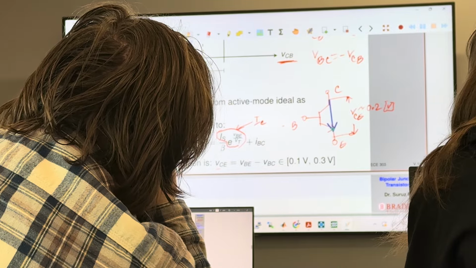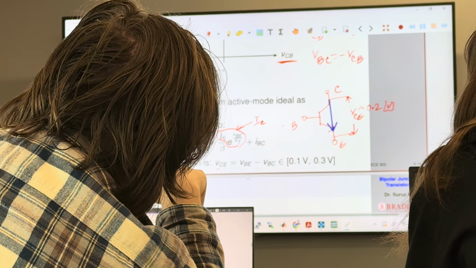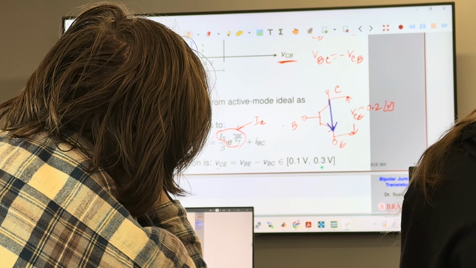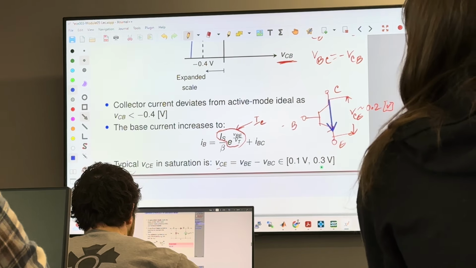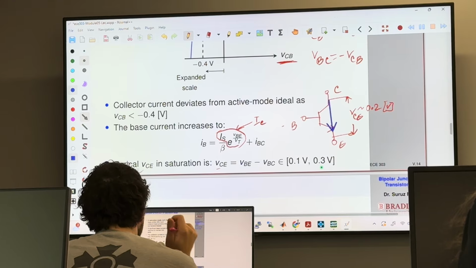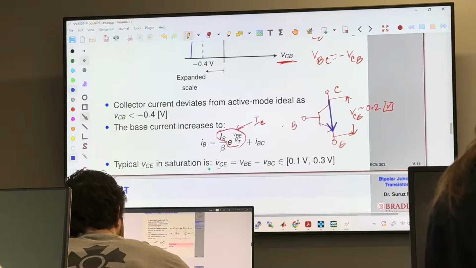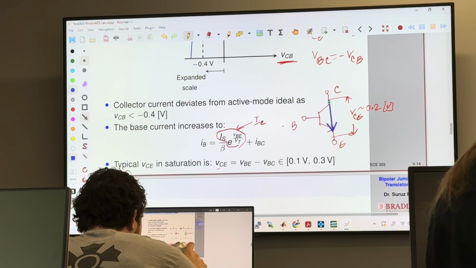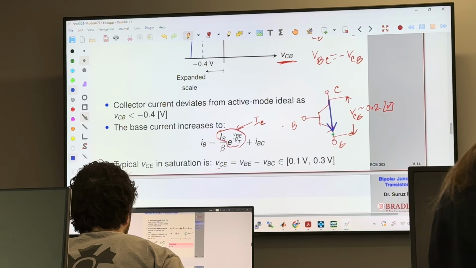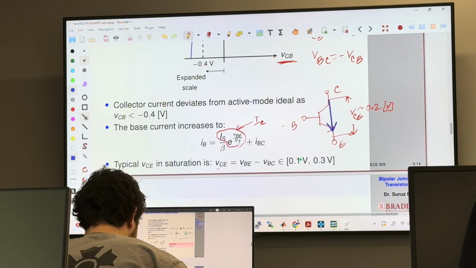Ideally, you can think of this as a piece of wire. But practically, you see this voltage between collector and emitter is in the range of 0.1 to 0.3. You can take a voltmeter and measure the voltage, and you will see that it is approximately 0 volts. But this is the range, depending on what type of transistor you use. So when the transistor is on, which means that the transistor acts like a closed switch, VCE is going to be approximately 0.2 volt.